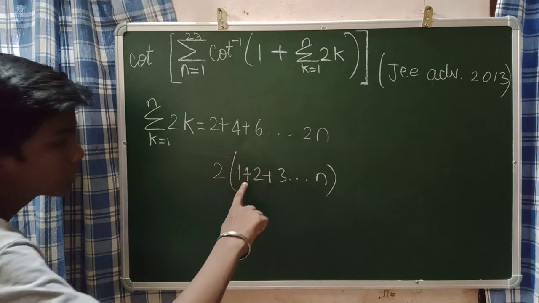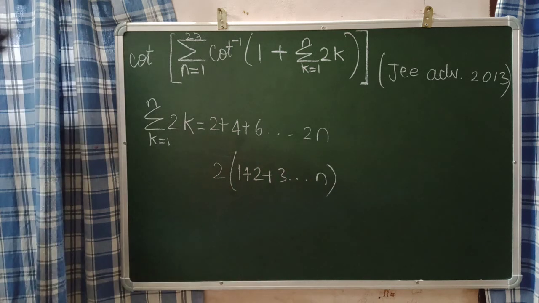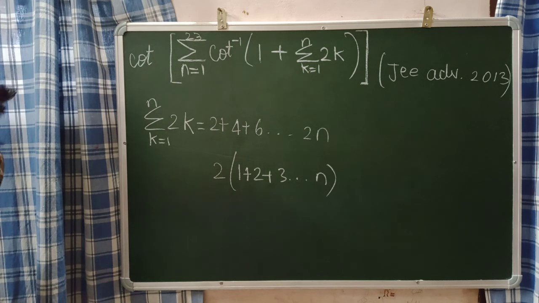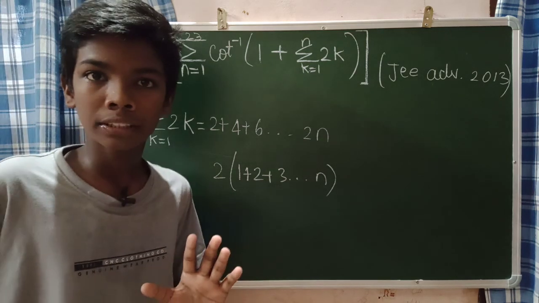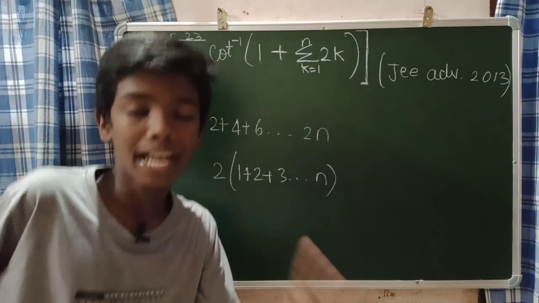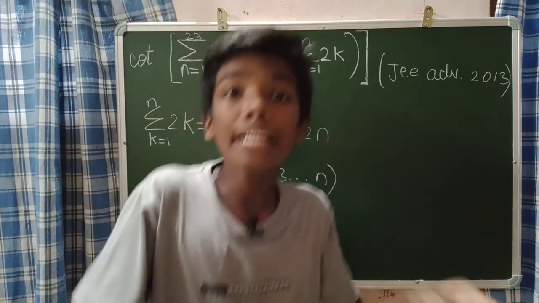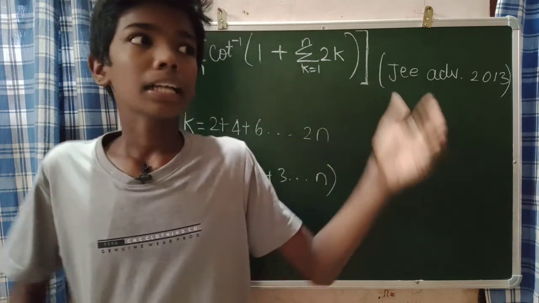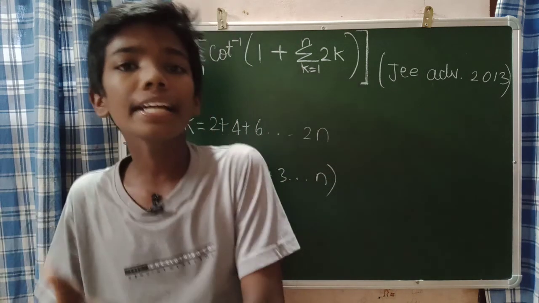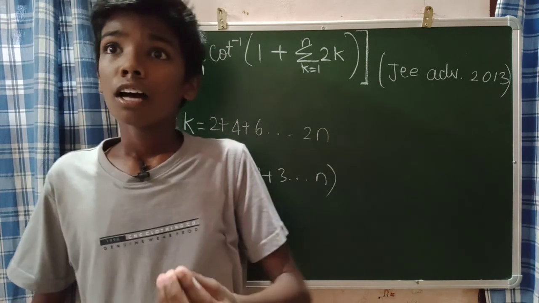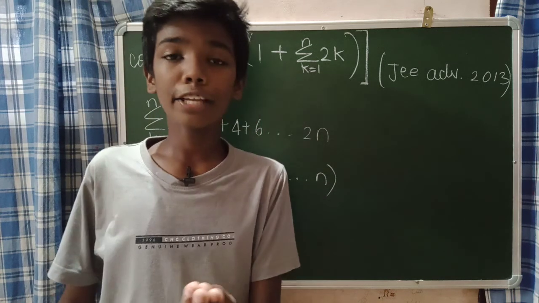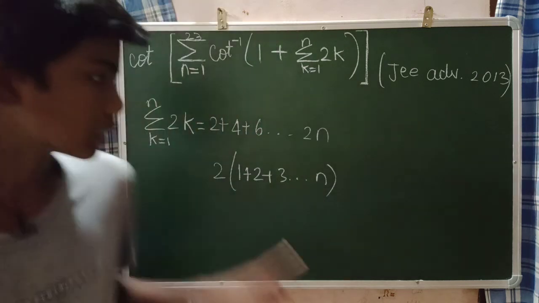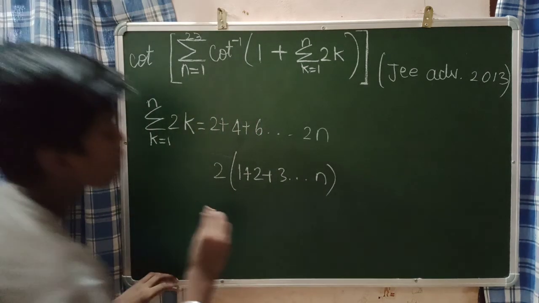Now, what is this 1 plus 2 plus 3 all the way up to n? It is nothing but the sum of first n natural numbers, which is n into n plus 1 divided by 2. You know that already. That's a basic concept that you study in sequence and series, even in your lower grades.